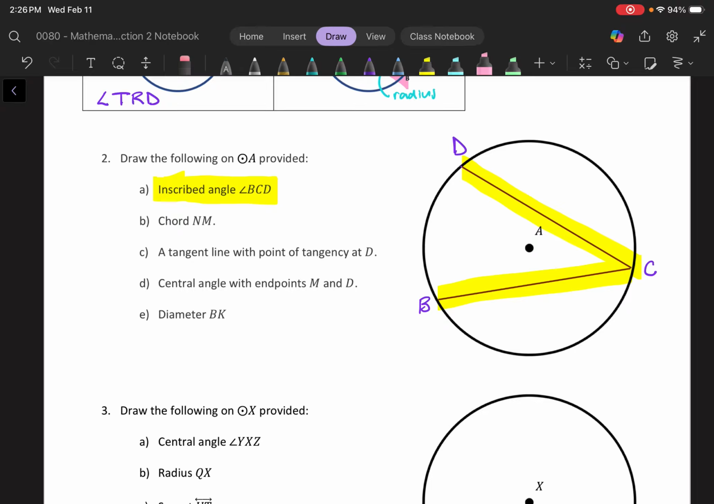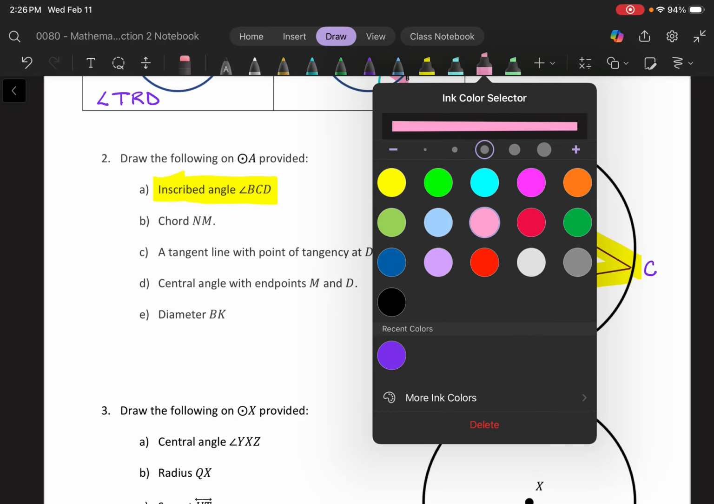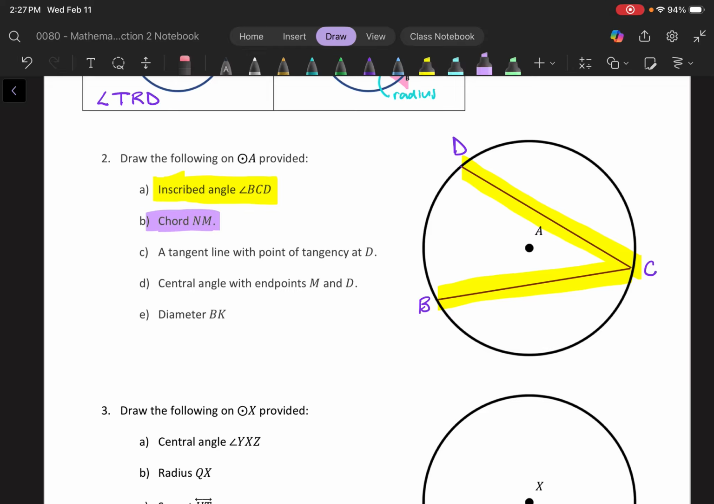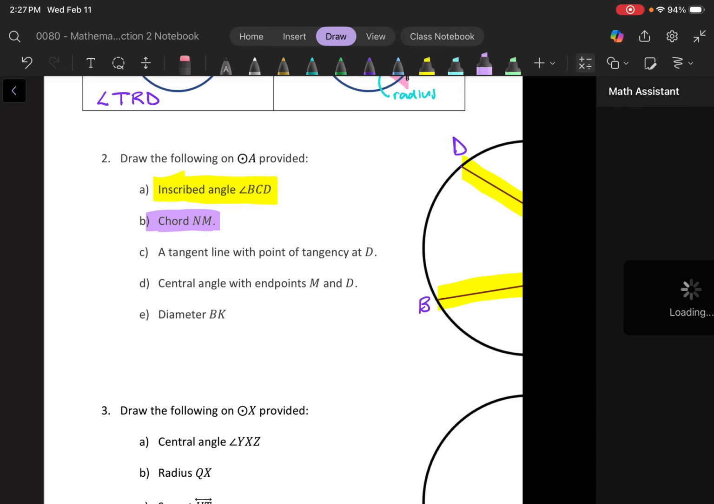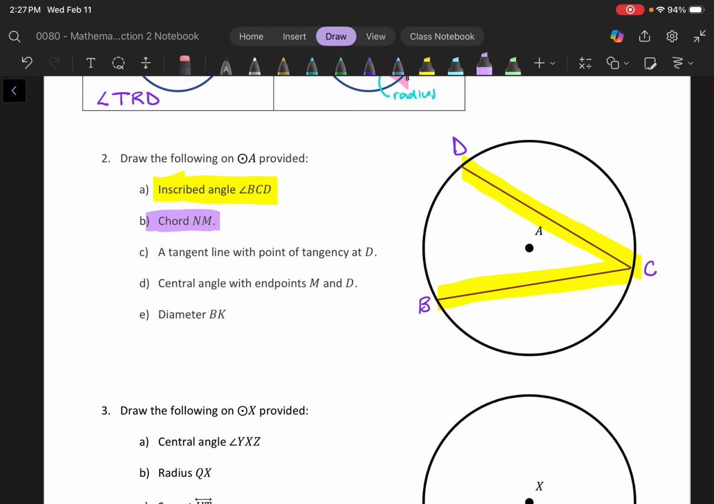Okay, next we have chord NM. I think I was using purple for chords. So here we go. Now, when I'm looking at my diagram, I don't have point N or point M anywhere on my image, so I can make any chord I want. I don't have to connect it to a letter that's already there. So I'm going to draw any chord.